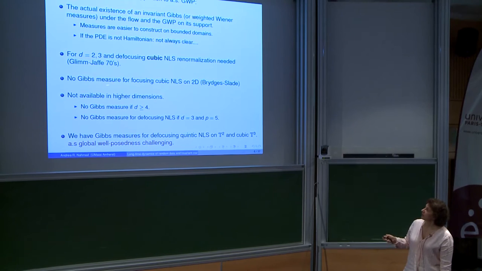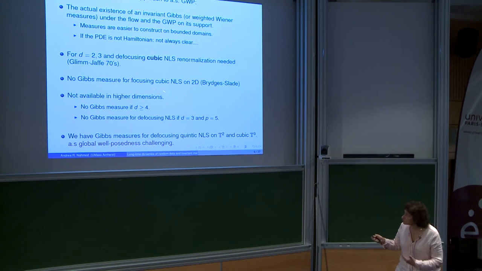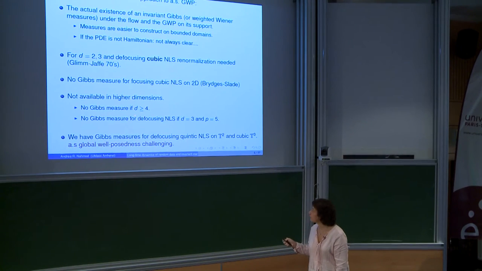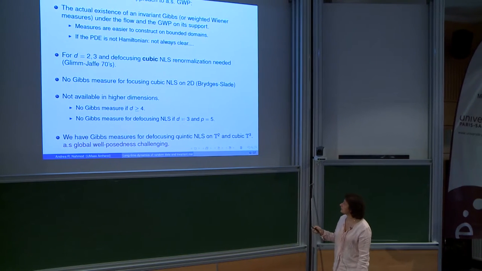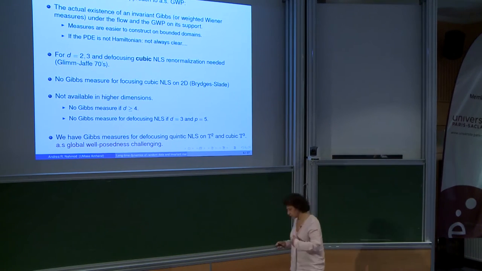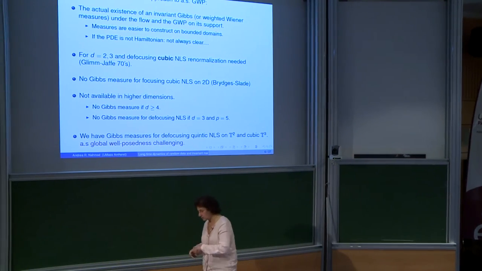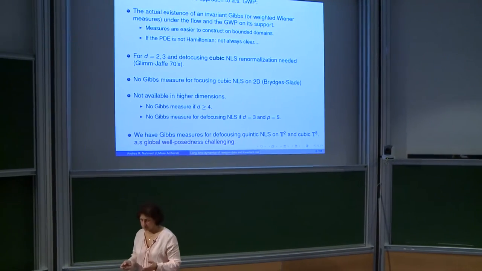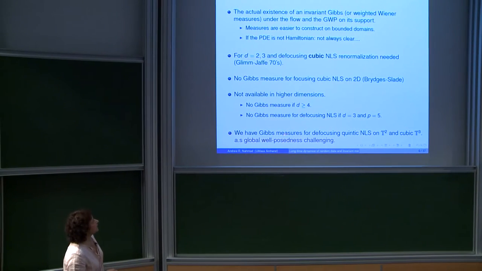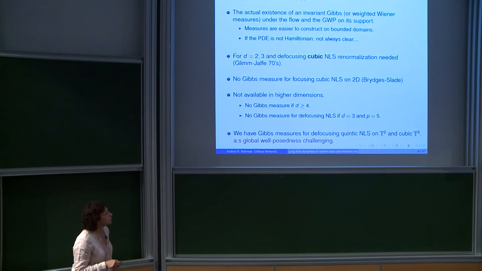That was known. In the focusing case for 2D, Brydges and Slade showed that there is no Gibbs measure. The measure is not available in higher dimensions, like 4. And even in 3D, if instead of cubic you take quintic, then it's also known that if you try to do the same renormalization procedure, you go either to something trivial or to the Gaussian measure, so there are no Gibbs measures either.